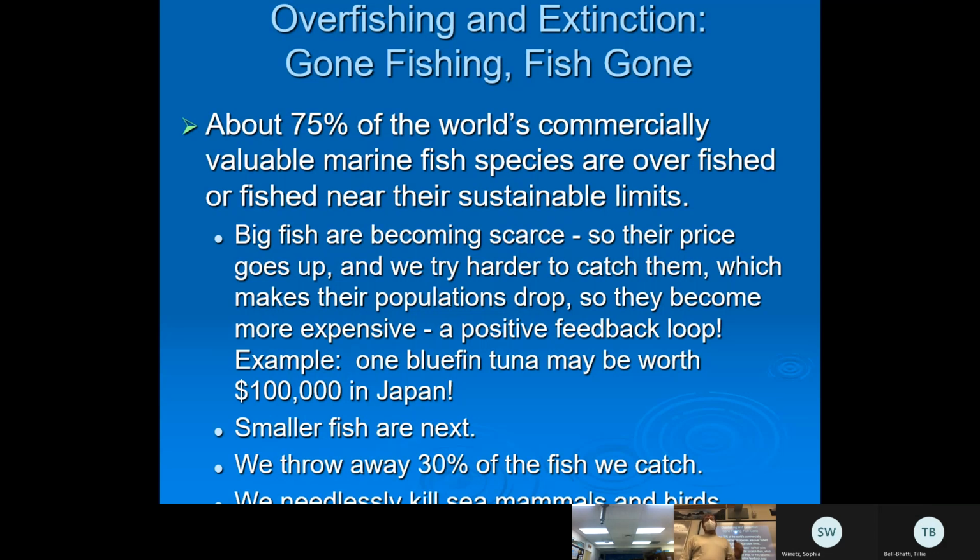Well, what happens if we're catching only the big fish and we're putting the small ones back, which is what the laws often tell us we have to do, right? It has to be this big before you can keep it, correct? But which ones are the ones that are breeding?